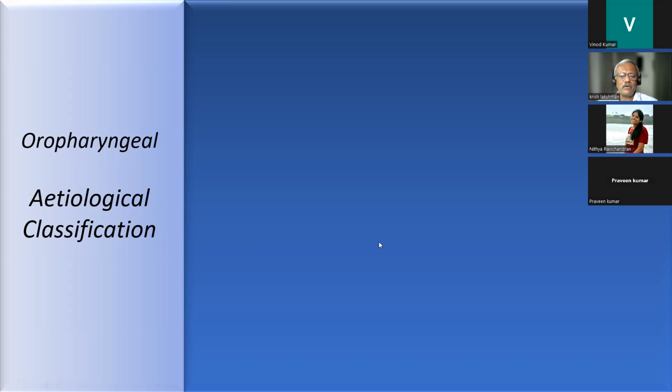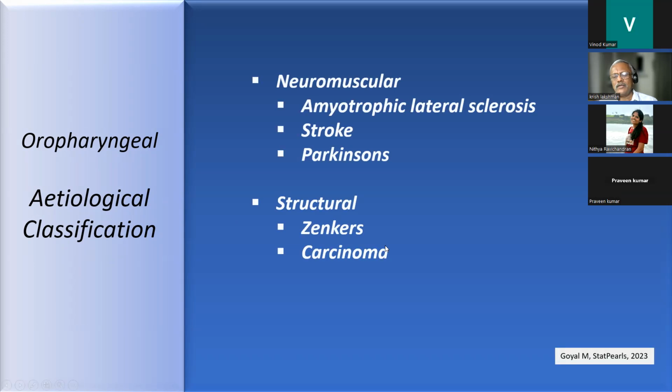So what is the etiological classification? It could be either neuromuscular or structural. Remember that both of them have a degree of neuromuscular element.